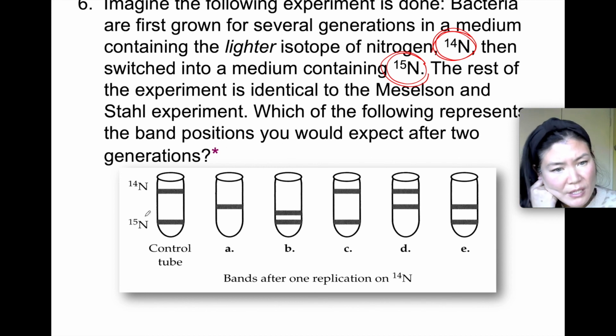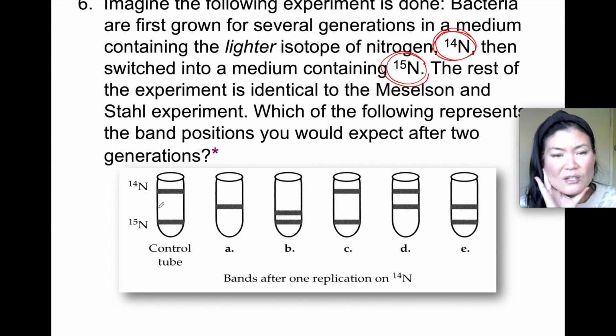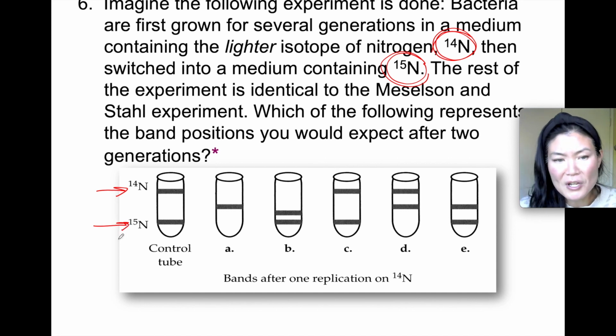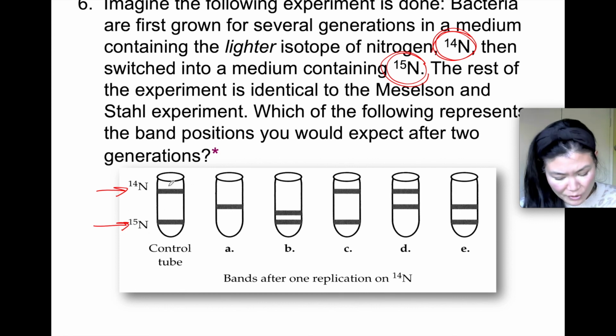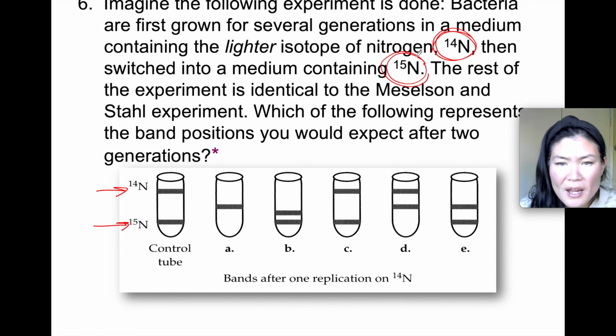Okay, so this is the control tube, and when it says control tube, it's basically saying this is what it would look like if it had just nitrogen-14. This is the position of the DNA if it was just nitrogen-15. So this is like a measurement tool, like a ruler. Okay, so we started off with nitrogen-14, and we know that DNA replicates semi-conservatively. So after the first round of replication, it should be a hybrid. Half nitrogen-14, half nitrogen-15. Okay, so yeah, this is a hybrid.